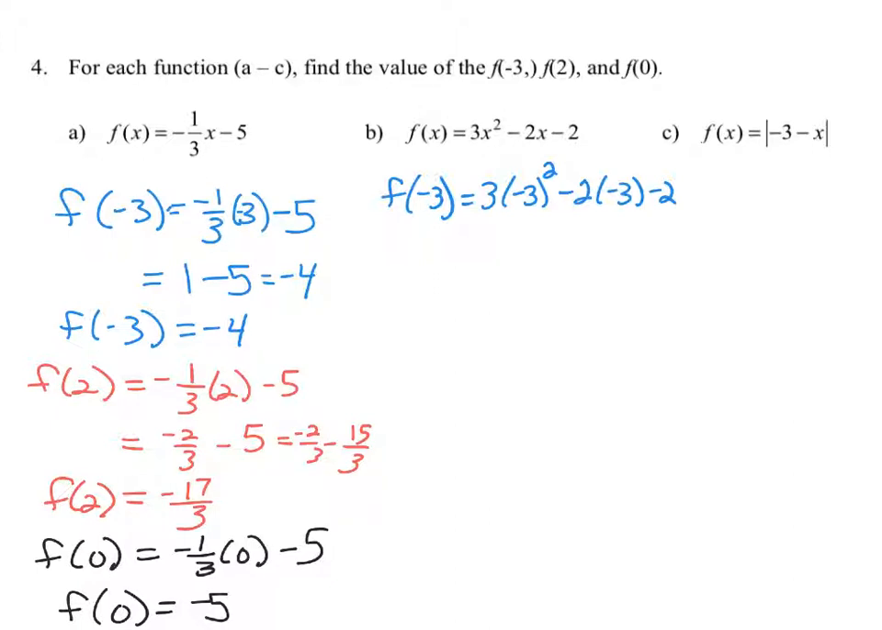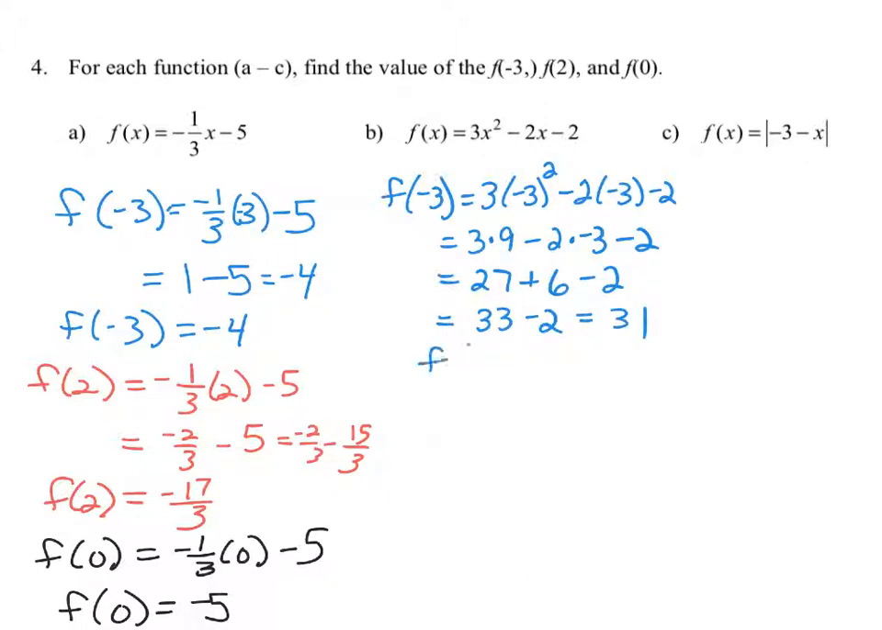Now remember the order of operations, you want to do exponents before you multiply or divide. So when we take -3 raised to the second power, that's going to be 9. Our next step in the order of operations is to multiply. 9 times 3 is 27. This -2 times a -3 gives us a positive 6 minus 2. Now we can do 27 plus 6, which is 33, minus 2 equals 31. So f of -3 is equal to 31.